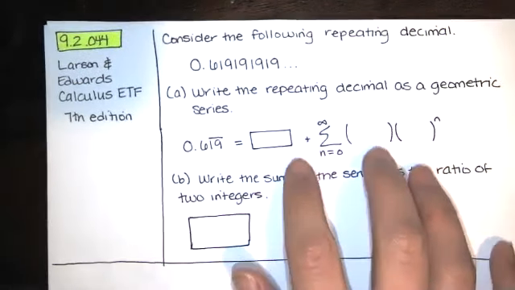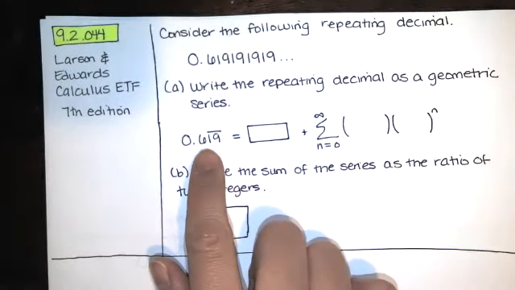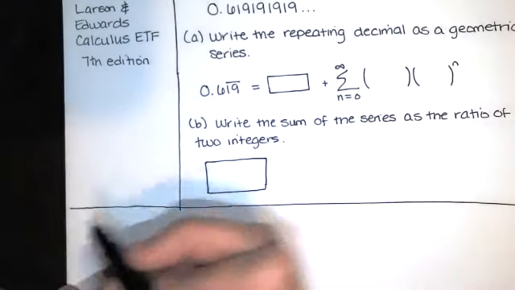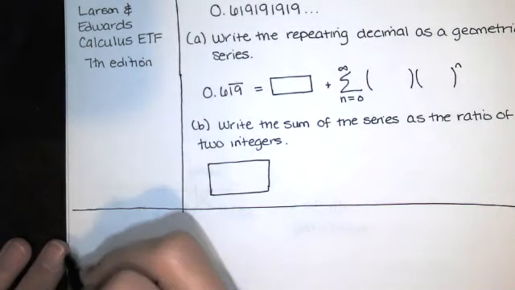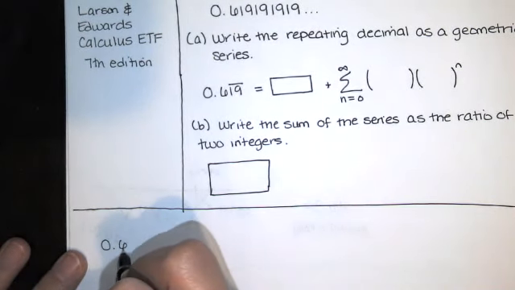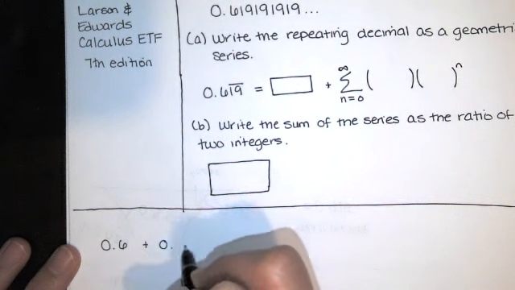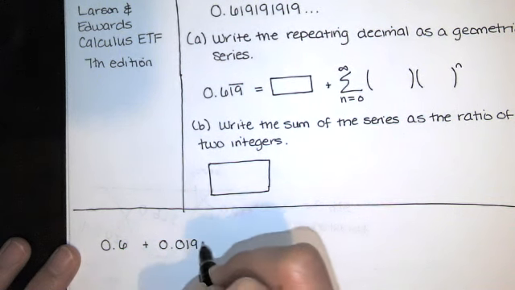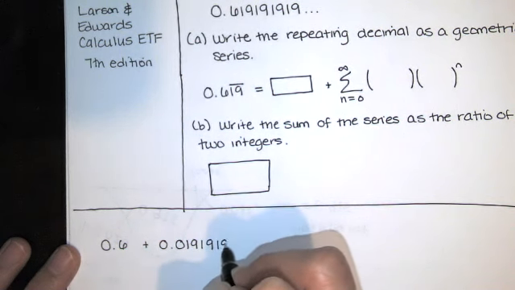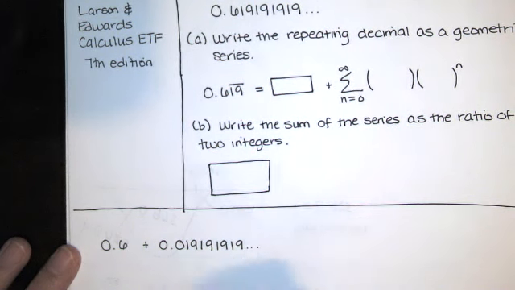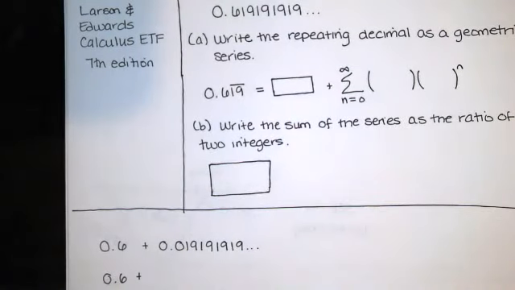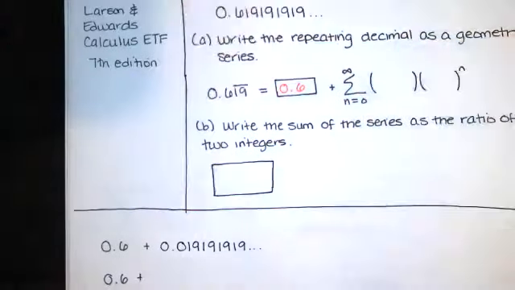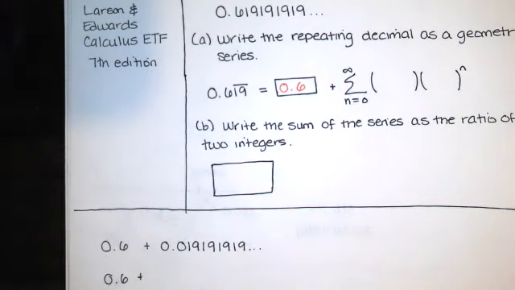It's easiest to write this if we think of this as consisting of two parts. We've got that 0.6, and then we've got the repeating part. So I would think of it this way. This is 0.6 plus 0.019019, and so on. And that 0.6, that can go in that box right there, or you can call that 2/3 if you prefer.